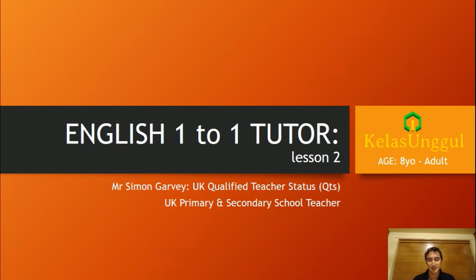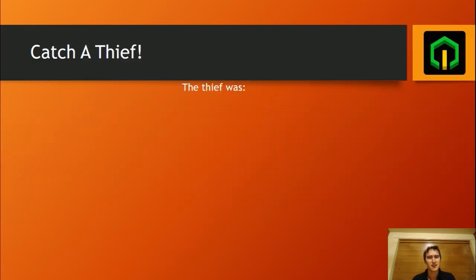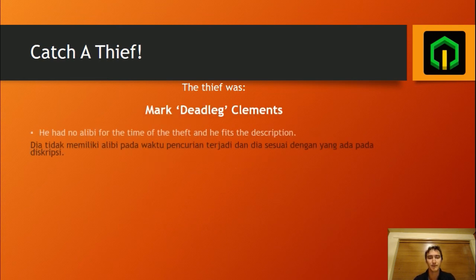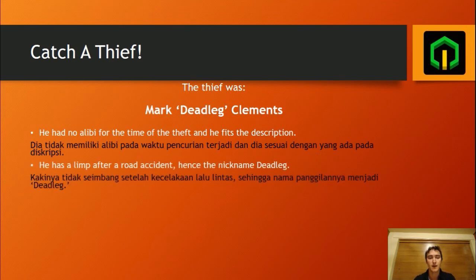Let's get started. So, last lesson we did catch a thief. The thief's name was Mark Deadleg Clements. Now, Mark had no alibi for the time of the theft and he physically fits the description. He had a limp after a road accident, hence the nickname Deadleg.